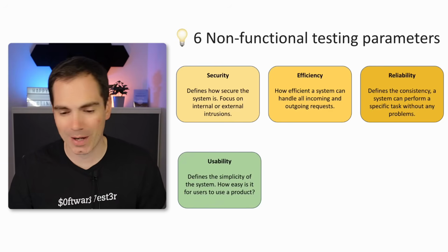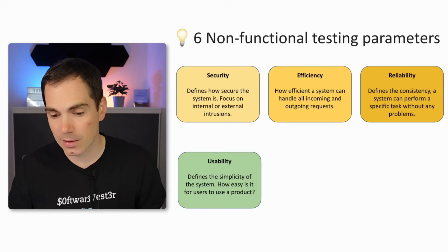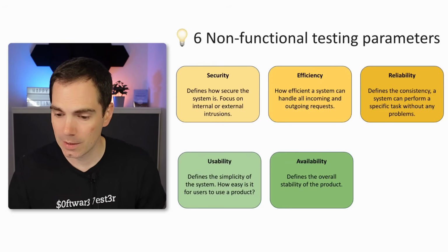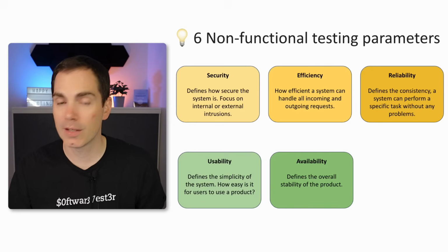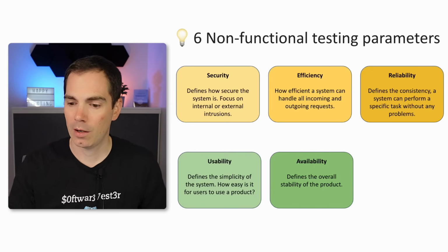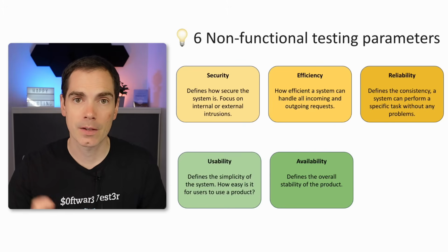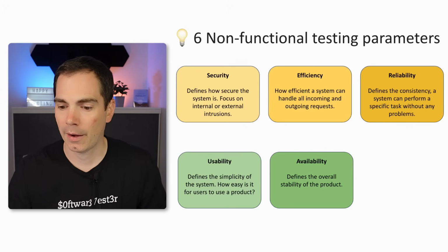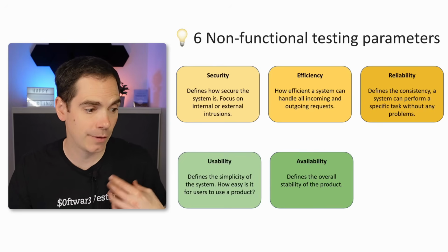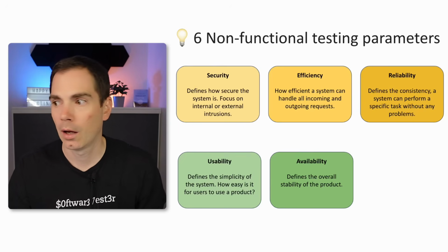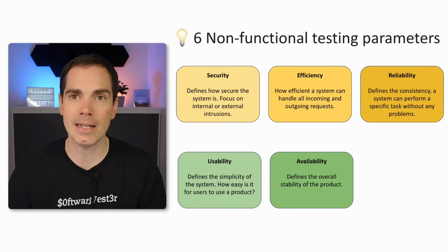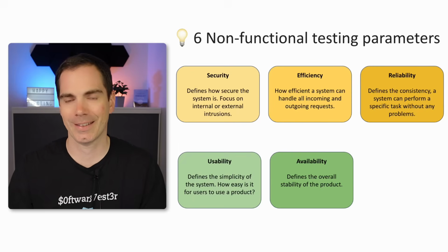Usability, we talked about it already, defines the simplicity of the system, how easy it is for users to use a product. Yeah. Availability defines the overall stability of the product, like how available is it. This goes really hand in hand with reliability, really tightly connected. And users expect the product to be available. I mean, including myself, if I go to some service that I'm going to use and it's not available, it's like, oh, come on, I just wanted to do something really quick and easy, and now it's not available. I don't like it. Yeah.